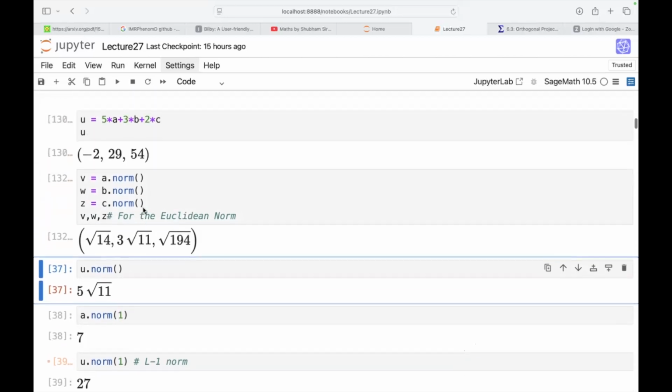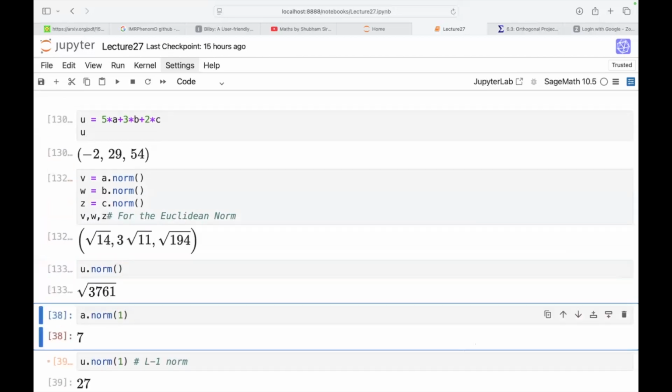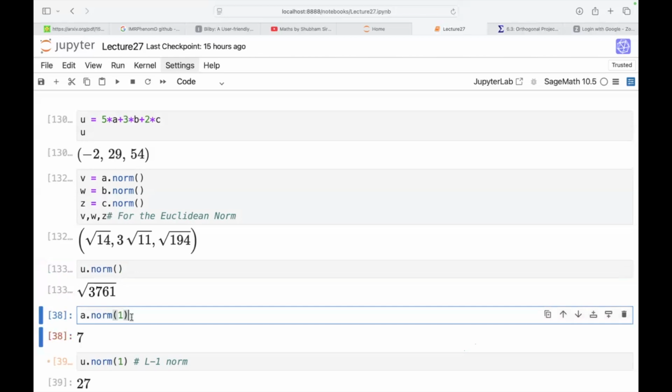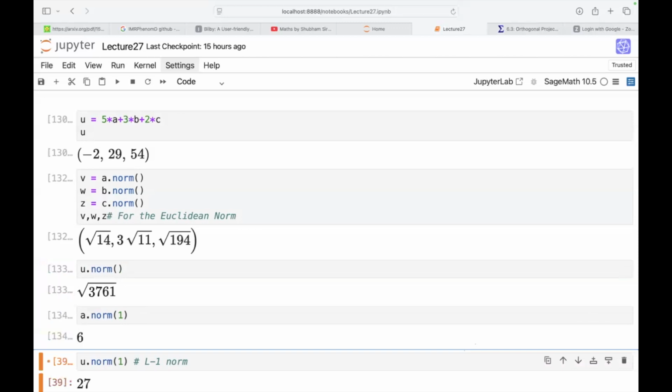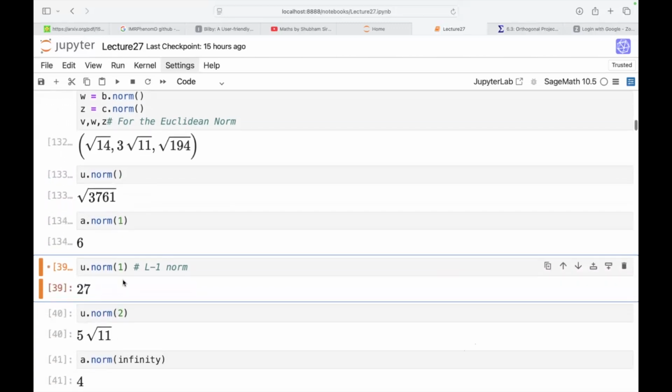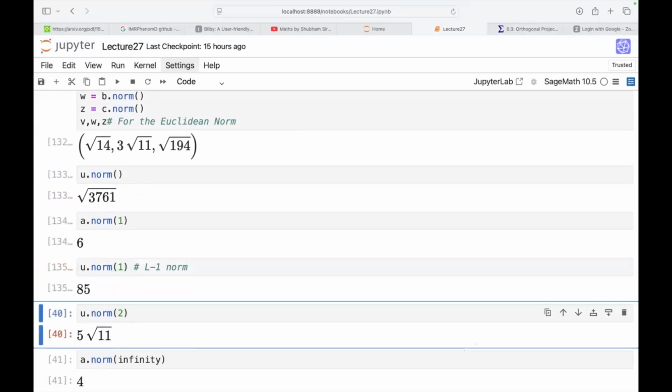And also the U defined for the 5A plus 3B plus 2C is also norm, U dot norm value is the under root 3761. Clear है? This is the norm 1 definition, the normal function analysis. A dot norm 1 then value. Okay, U dot norm is value.